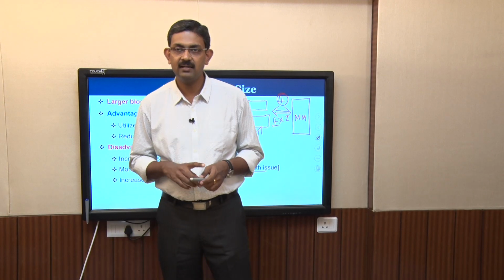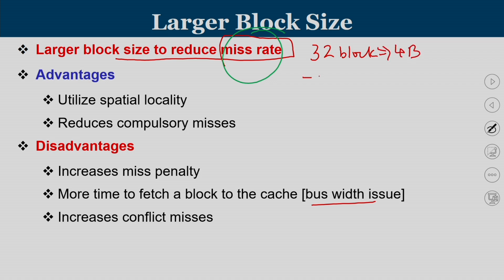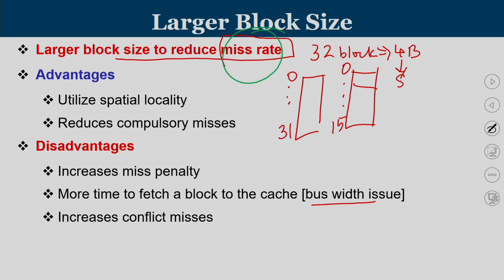So, consider a case where you have some set of blocks available with a constant amount of cache memory. We will try to work it out with the help of an example. Let us assume your cache memory has 32 blocks and each block has 4 bytes. So, you have a cache memory with blocks ranging from 0 to 31, each having 4 byte capacity. Now, you increase the block size of this given cache memory. What happens is your number of blocks reduces to 16, whereas each block is now 8 bytes.